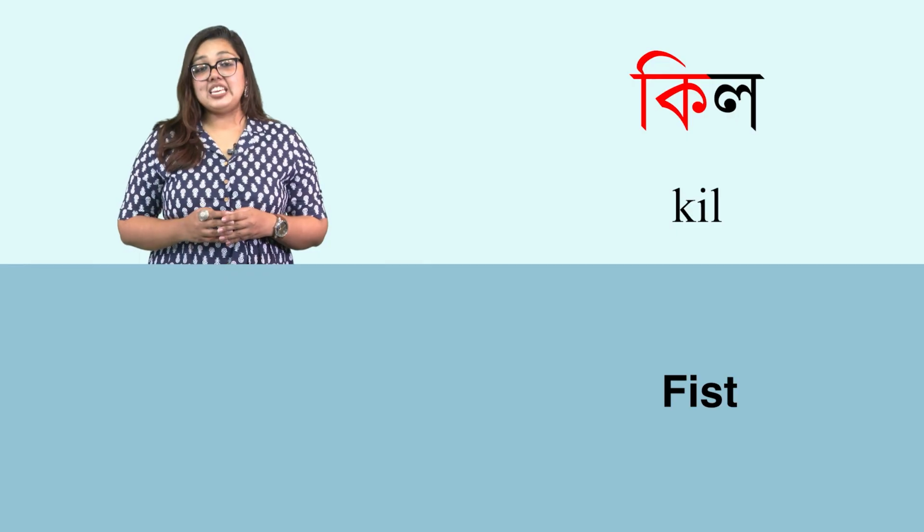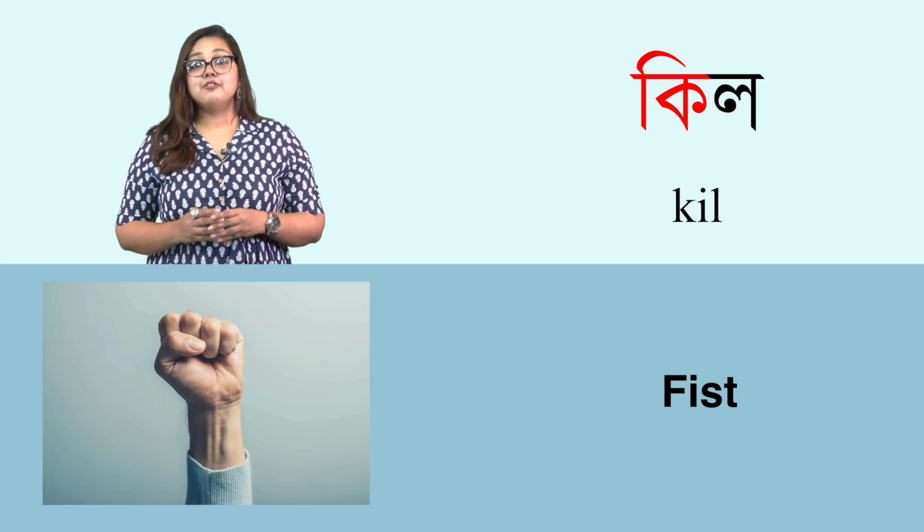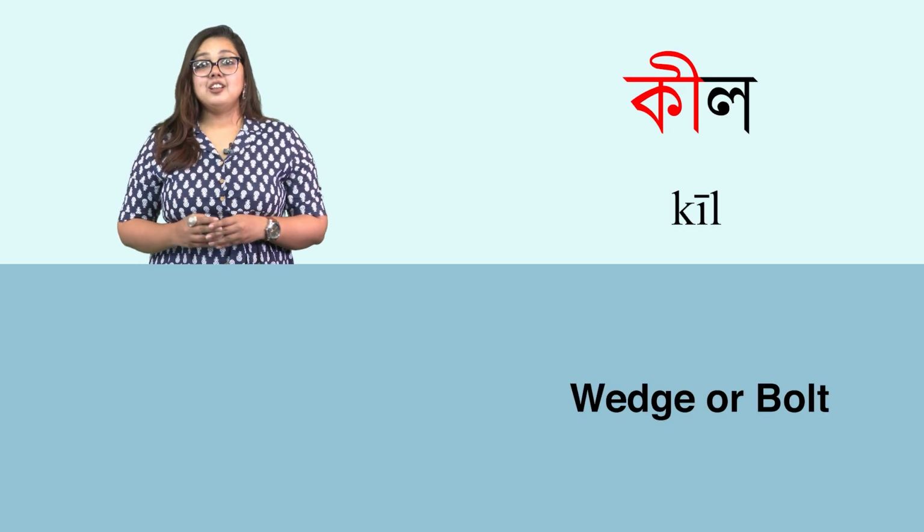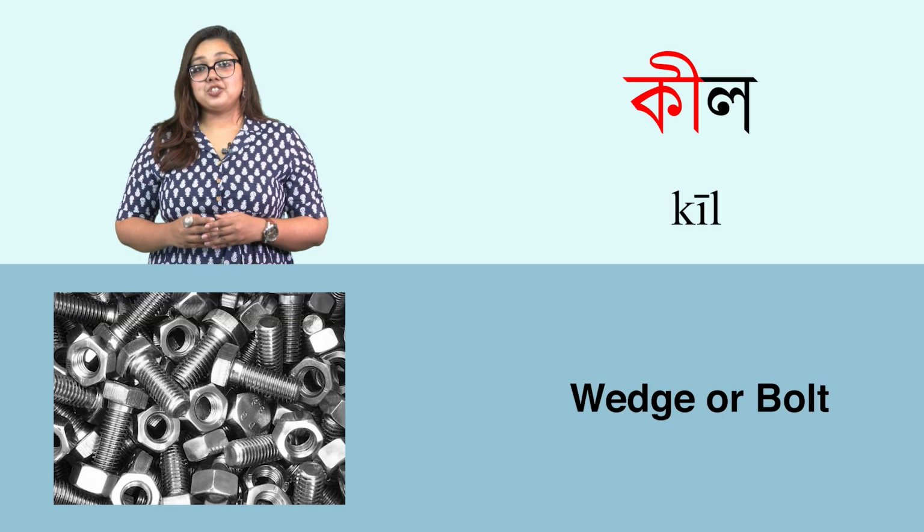From the viewpoint of pronunciation, vowel length has no significance in Bangla. But from the viewpoint of orthography, the short-long distinction is still pertinent in Bangla. Consider the following example. Keel, meaning fist, but keel, meaning bolt or wedge.